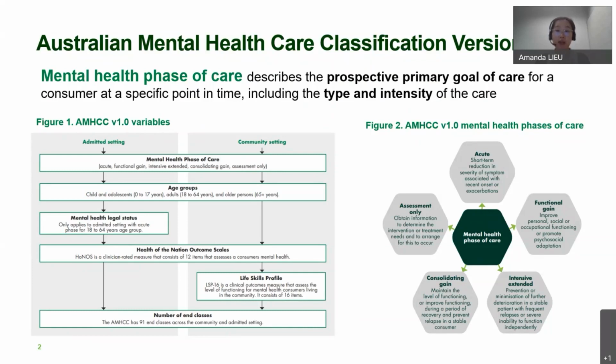Using phase-level cost data collected under AMHCC version 1, IHPA has developed mental health care cost models for both the admitted and community settings. The community mental health care cost model was shadow priced for the first time as part of the National Efficient Price 2021-22 determination, that is NEP 21, and it will continue to be shadow priced for a second year in 2022.